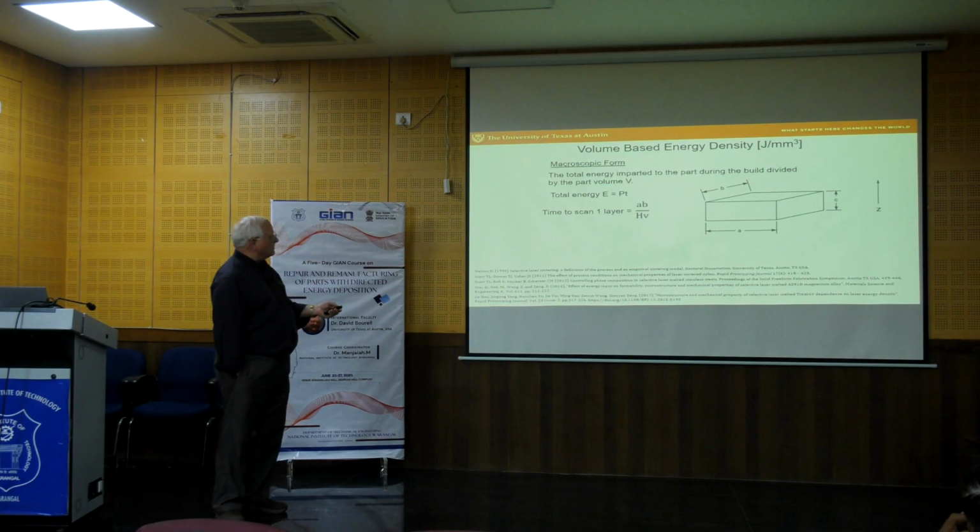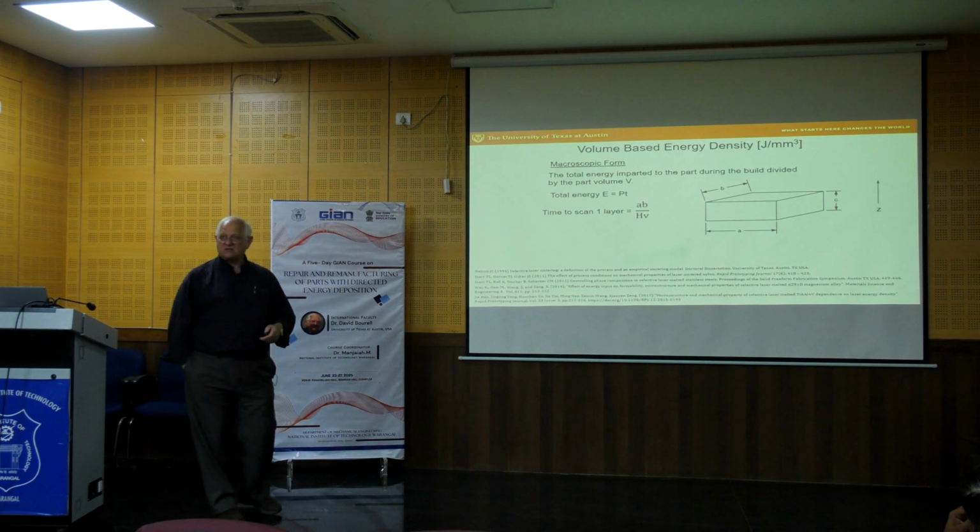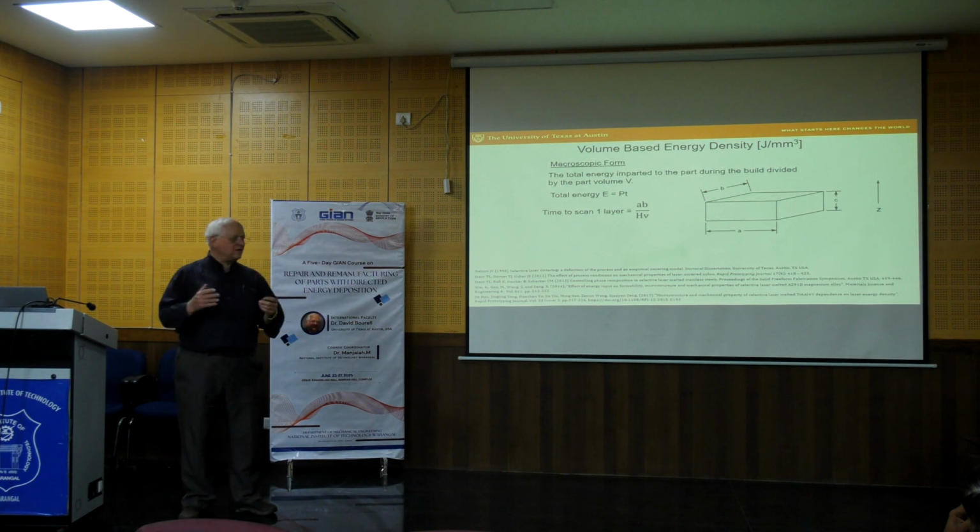What I can do is scan one layer of material. It's basically the surface that I'm scanning, which in this case would be A times B, and then I divide it by the velocity, which is how fast it's scanning. But I also have to divide by the hatch spacing, because that also impacts the time.